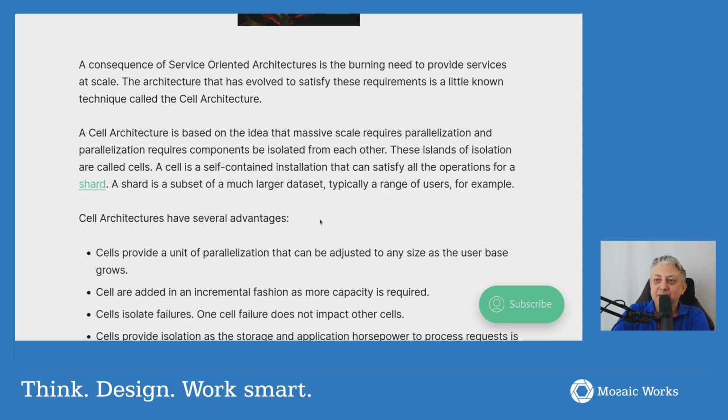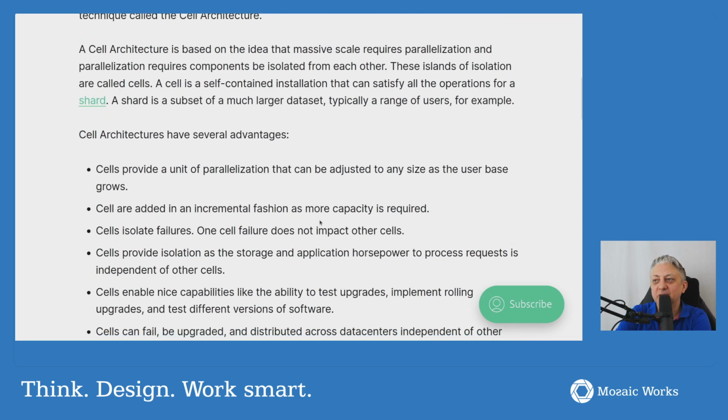And let's see, a consequence of service-oriented architecture is the burning need to provide services at scale. The architecture that has evolved to satisfy these requirements is a little-known technique called the cell architecture. Cell architecture is based on the idea that massive scale requires parallelization, and parallelization requires components be isolated from each other. These islands of isolation are called cells. A cell is a self-contained installation that can satisfy all the operations for a shard. A shard is a subset of a much larger dataset, typically a range of users, for example.